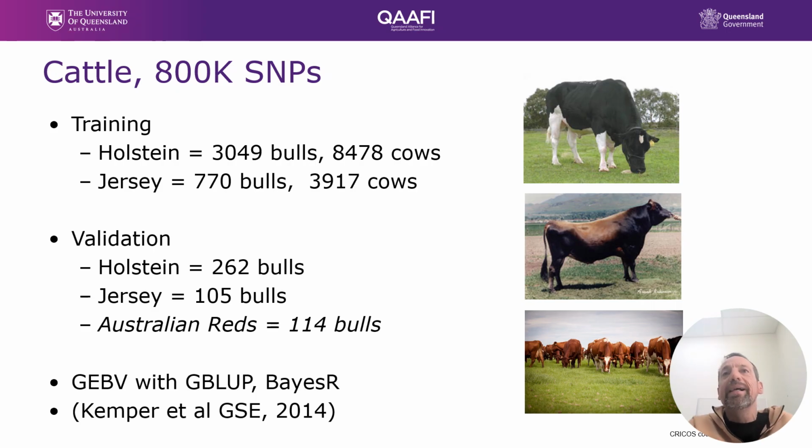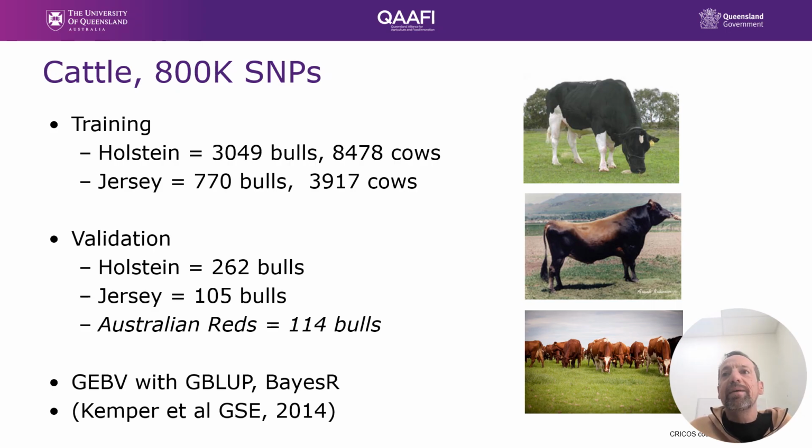Okay, just to show you the benefits of these two models, this is an experiment with about 800,000 SNPs. The training set was 3,000 bulls, 8,500 cows, all with production records. And there was a validation set of 262 bulls for the Holstein breed, 105 for the Jersey breed, and 114 for the Australian Red Bulls.